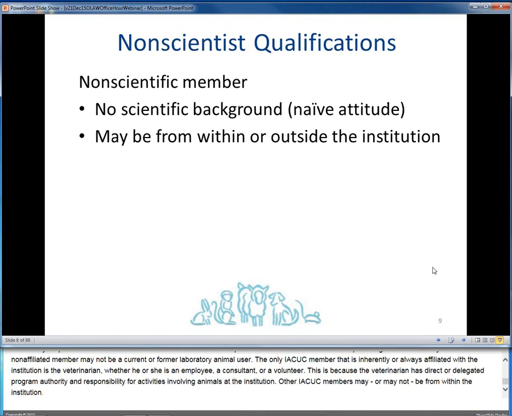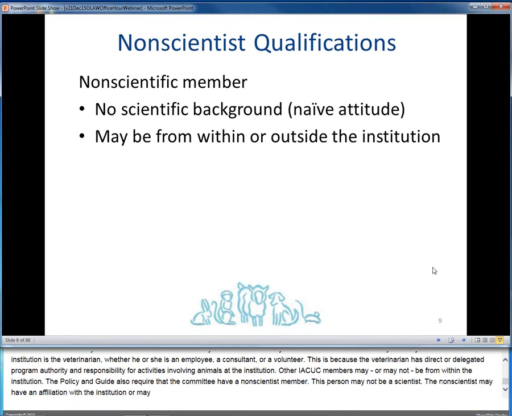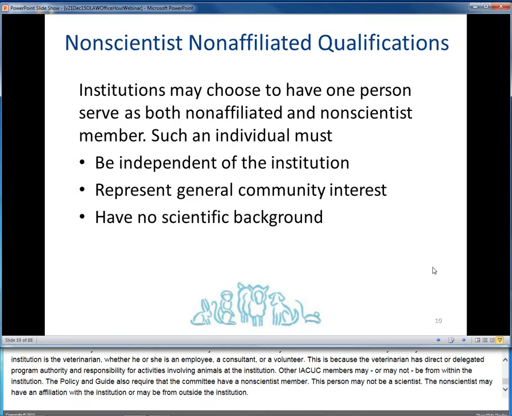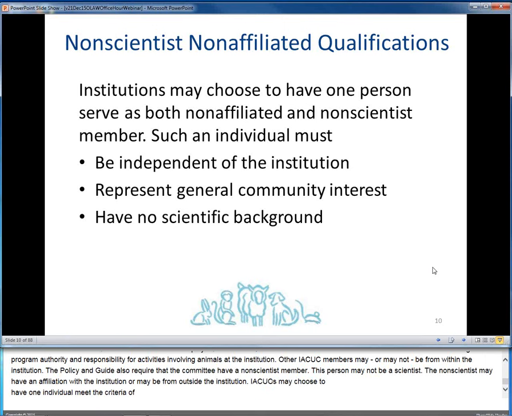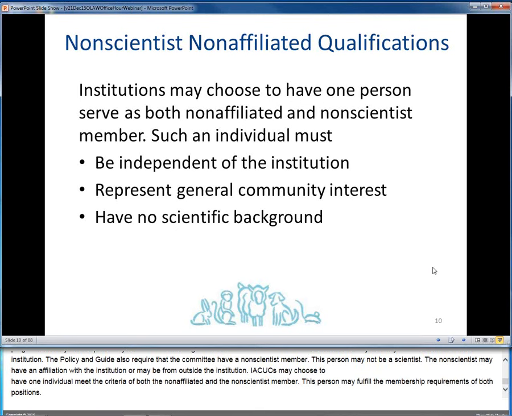The policy and guide also require that the committee have a non-scientist member. This person may not be a scientist. The non-scientist may have an affiliation with the institution or may be from outside the institution. IACUCs may choose to have one individual meet the criteria of both the non-affiliated and the non-scientist member. This person may fulfill the membership requirements of both positions. Alternatively, an IACUC may choose to have separate individuals fill these two membership criteria.